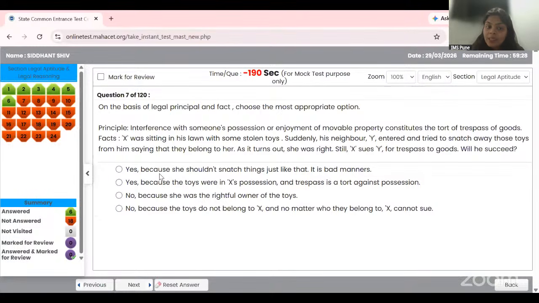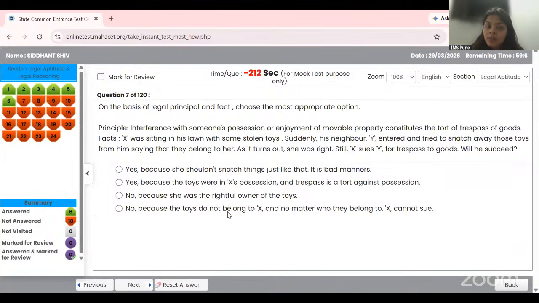Why are we eliminating option A? Because it is saying that she should not snatch things like that. It's bad manners. It's an ethical option. Ethical options you will always eliminate. Good, bad, right, wrong, all of it depends upon the fact. The principle will always have a legal backing to our answer. That is how you answer, right?